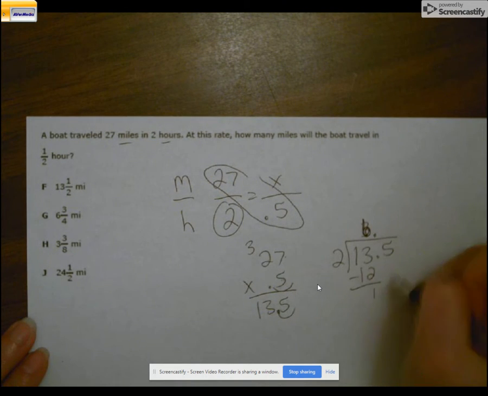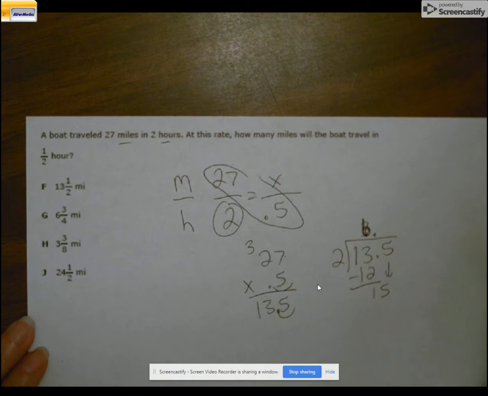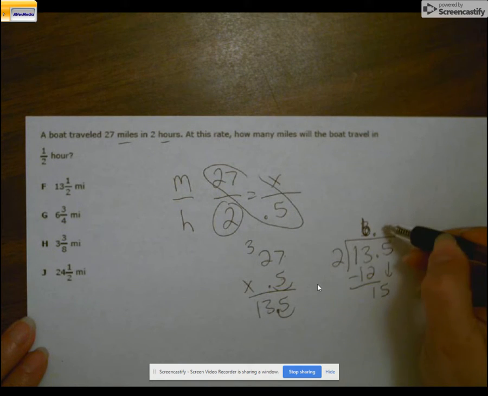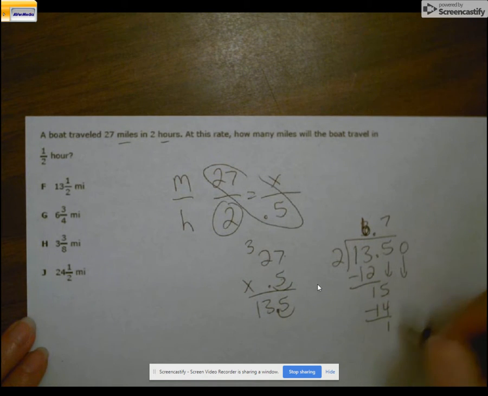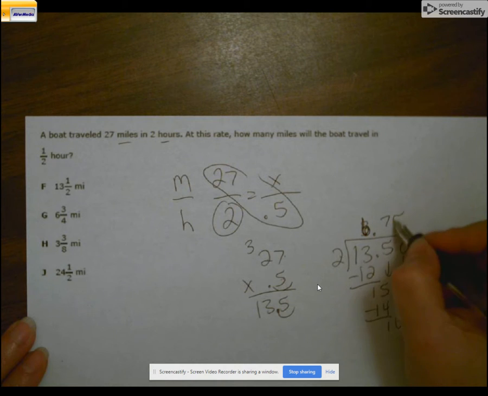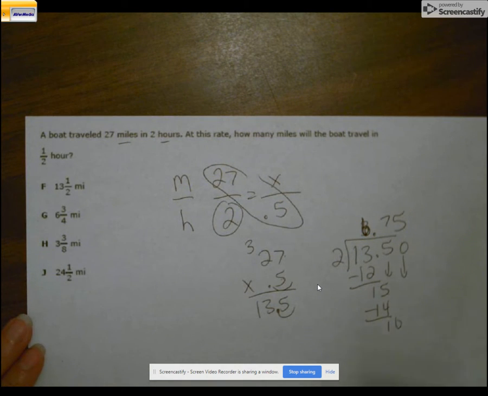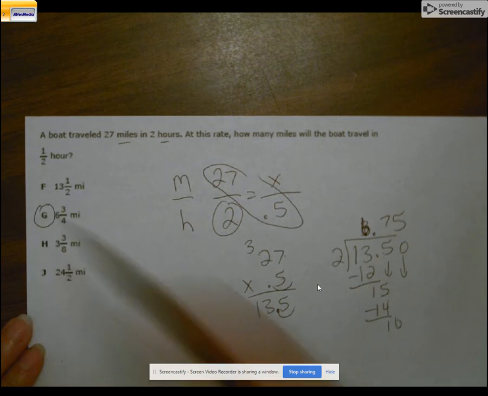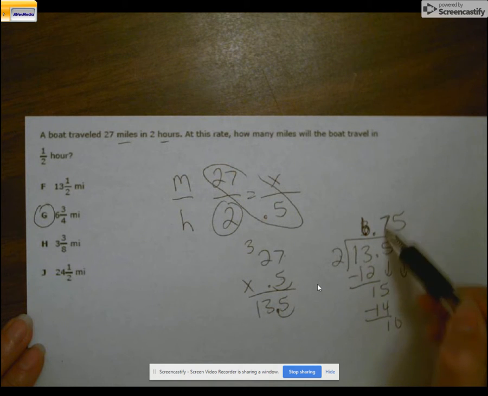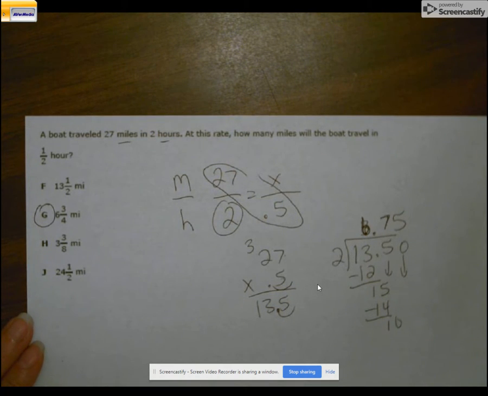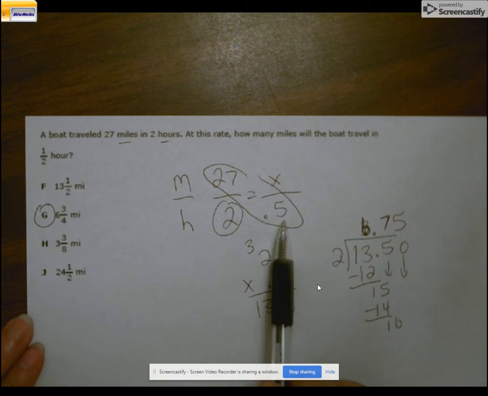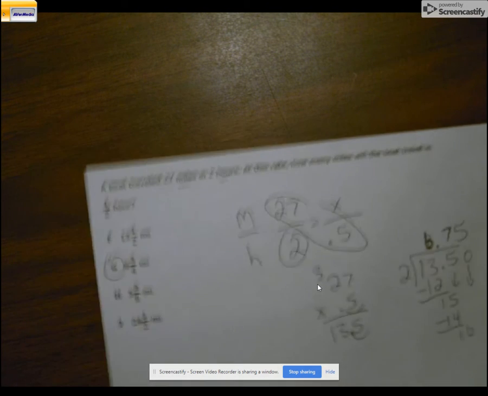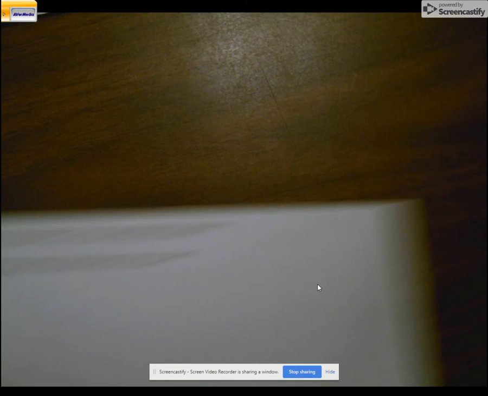12, 1, 5. And that goes in 7 times. Bring down another 0, 5. So 6.75. The only one here that starts with a 6 is 6 3/4, and we know that 75 hundredths is the same as 6 3/4. So what I chose to do there was to turn my fraction into a decimal. Okay, let's look at a couple more.